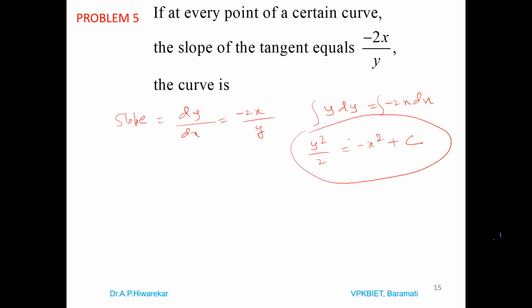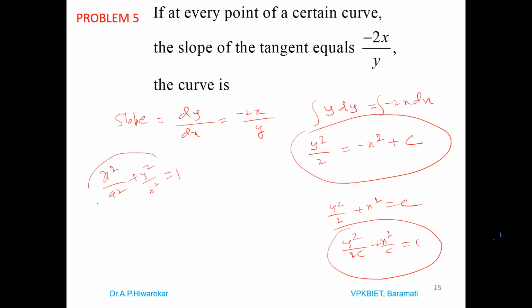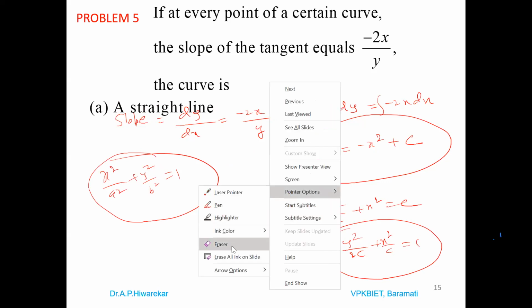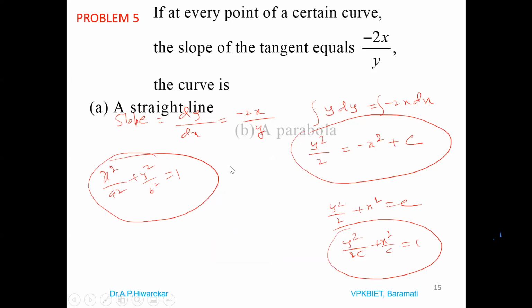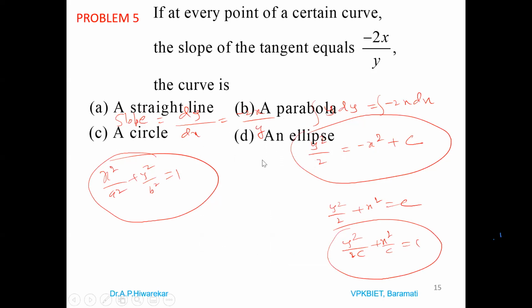Simplify this and see what type of curve we are getting. You'll get y square divided by 2 plus x square is equal to c, or y square divided by 2c plus x square by c is 1. So what type of curve do we have? We know that x square by a square plus y square by b square is equal to 1. What does this represent? Is it a straight line, a parabola, a circle, or an ellipse?